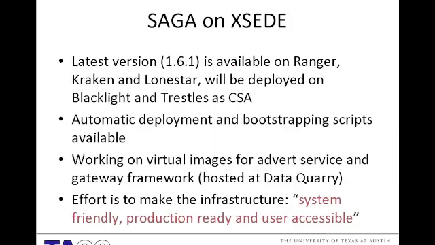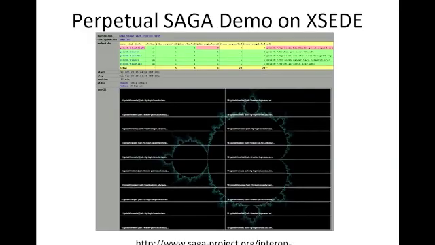On XSEDE, essentially, we have deployed the latest and greatest Saga, version 1.6.1, on Ranger, Kraken, and Lone Star, and we are setting up on Blacklight and Trestles. We have automatic user deployment and bootstrapping scripts and virtual images for the advert service and science gateways that users can roll on demand. The major push right now is to make the infrastructure system-friendly, production-ready, and user-accessible.